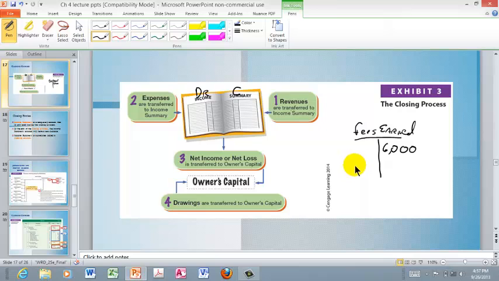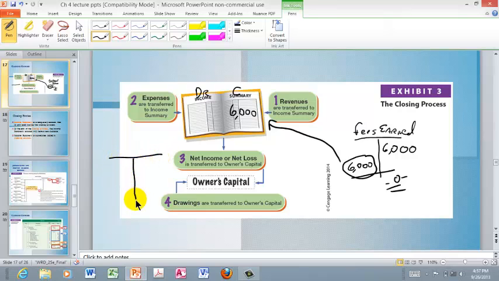So there's my credit. Now I have to make a closing entry to this revenue account called fees earned, so I will have to debit fees earned for $6,000 in order to close it out. This debit to fees earned is also then going to be credited over here to income summary. Now let's say that I have an expense for my business, and the only expense that I have is wages.